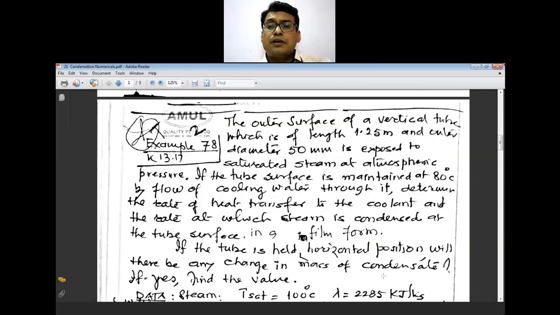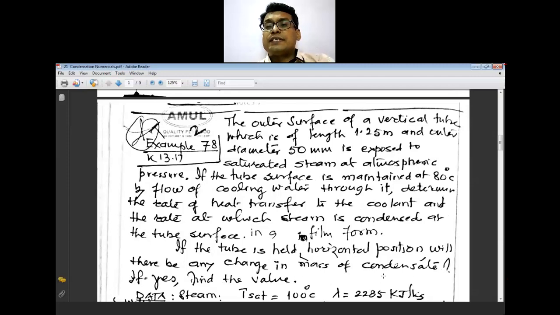The next example: the outer surface of a vertical tube of length 1.25 meter and outer diameter 50 millimeter is exposed to a saturated steam at atmospheric pressure. That means on the outer surface of a tube, the steam is getting condensed. So it's a vertical tube.